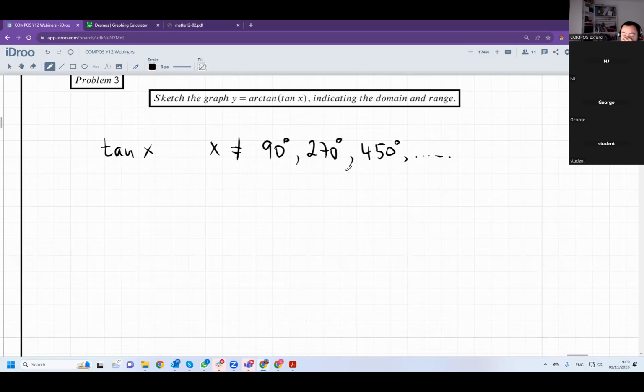I wonder if there's a way we can put this in a single line. Does anyone know how to? Oh yes, thank you. It's a sequence. Remember in year 7 or 8, you learned how to do sequences in terms of n. So what is the formula for the nth term of this sequence? You would know that it is minus 90 plus 180n. But n can be anything, so we don't really need the minus. So, yeah, x is not equal to 90 plus 180n, where n is any whole number.